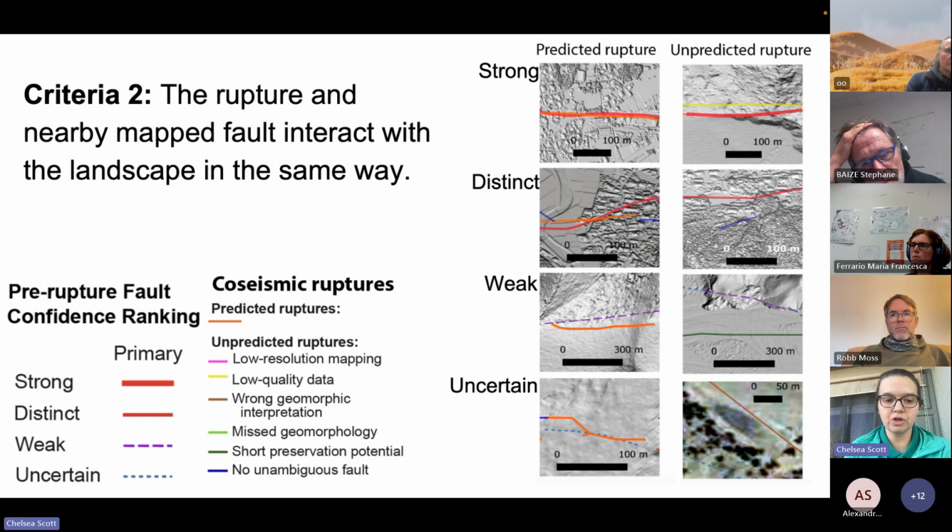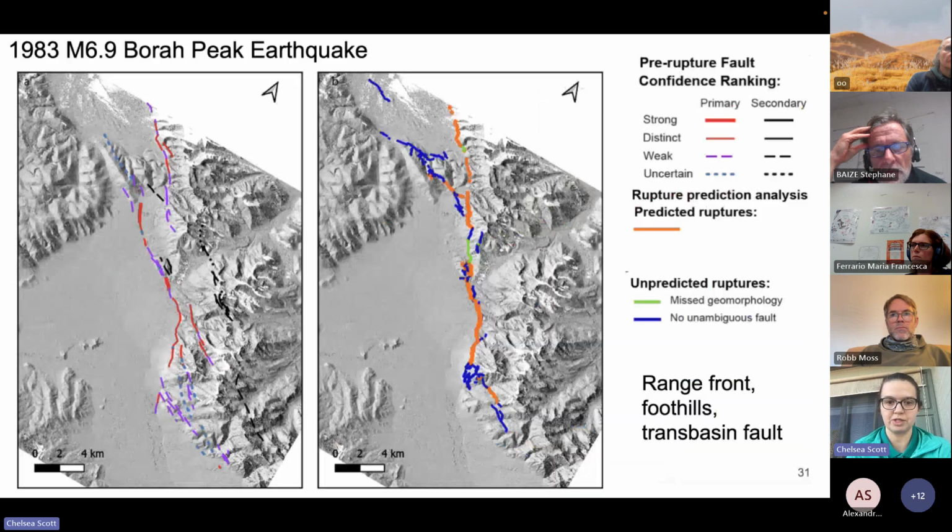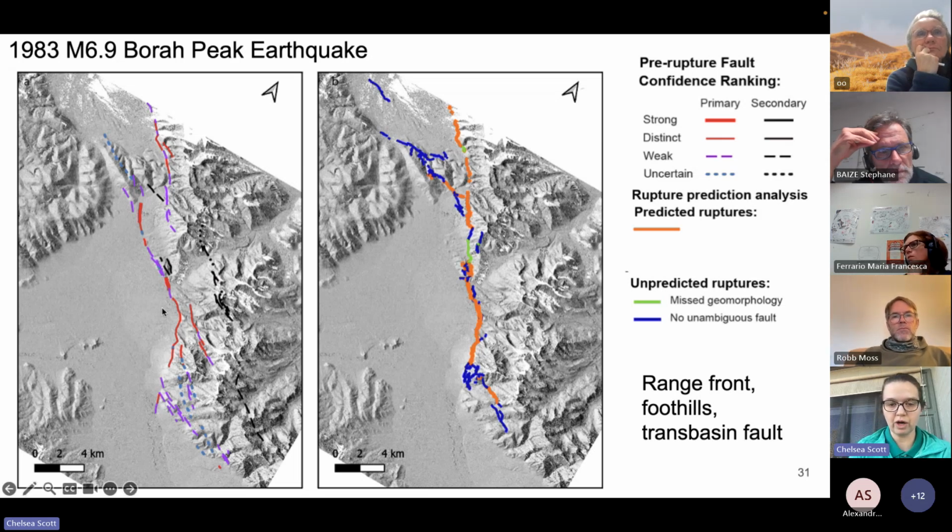So I'll now go through and discuss this analysis for two of the earthquakes. So here we're again looking at the 1983 Borah Peak earthquake. Here's the pre-rupture map I showed before, and this map shows the ruptures. And in this case, they're colored orange if they were predicted by the pre-rupture mapping. And this case largely occurs to the ruptures that were located along the range fronts.